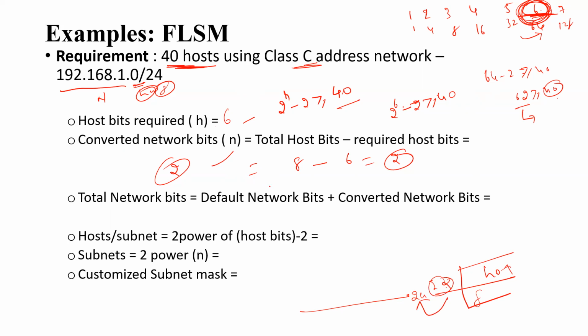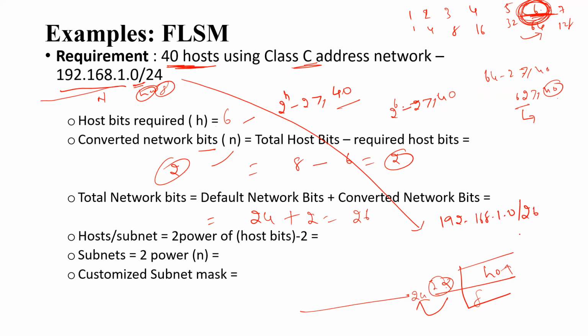So here the total number of converted bits is equal to 2, right? By default for class C, how many network bits? 24, plus converted network bits 2. So total is equal to 26. So here we are dividing this network into 4 portions. How many networks? I'll tell you. So here 192.168.1.0/26. If we take it, we'll get around 60 IP addresses that we can assign to 40 members. Is it clear?